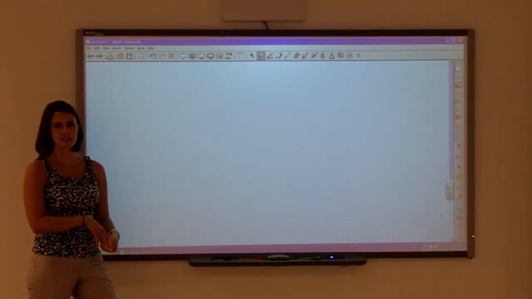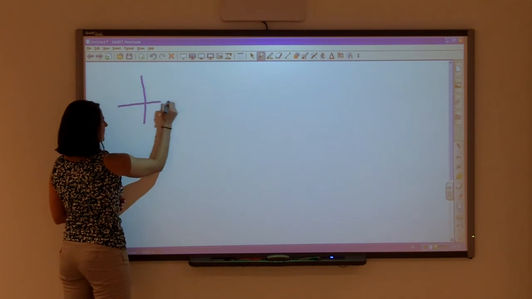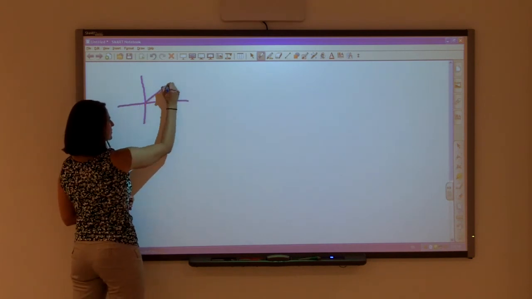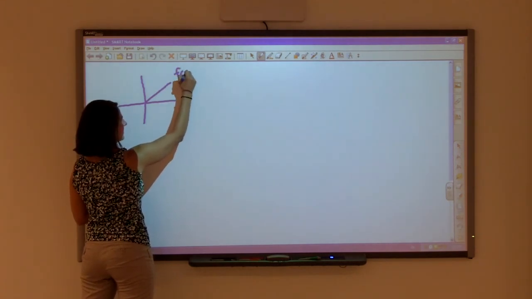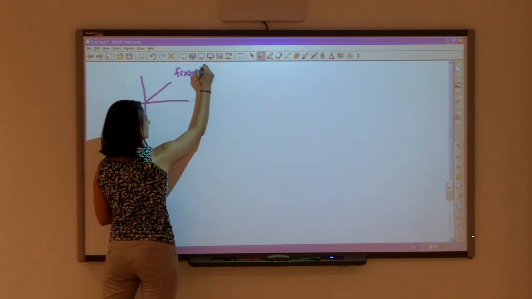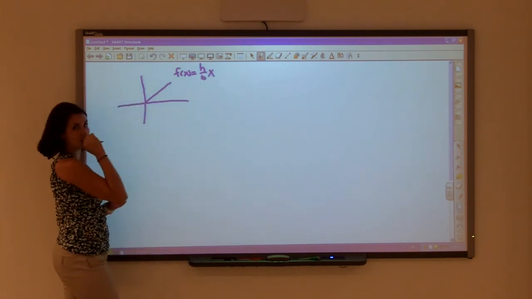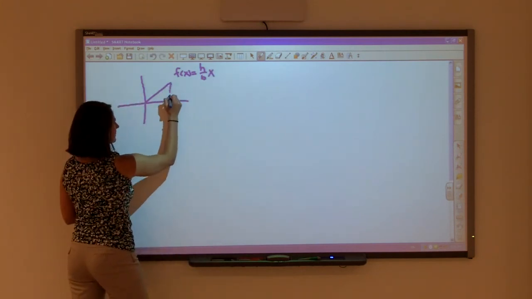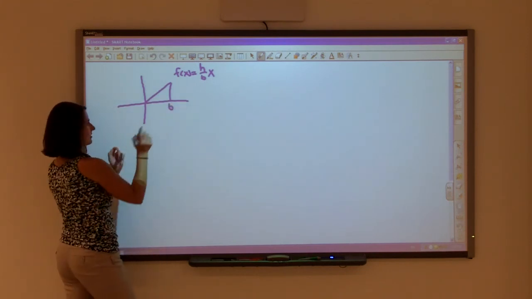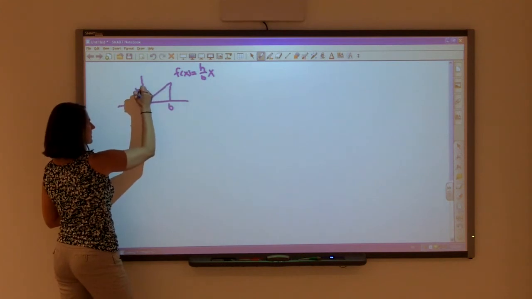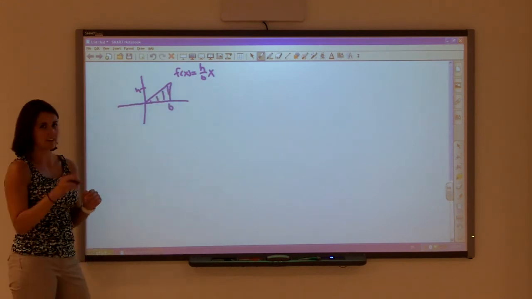Okay, so to wrap things up, we're going to do an example where we bring everything we've learned together. So what we're going to do is find the area under this straight line. This line happens to have the formula f of x is equal to h over b x. So, a straight line. The x coordinate is the letter b, and the y coordinate is h. Alright, so again, finding that area.